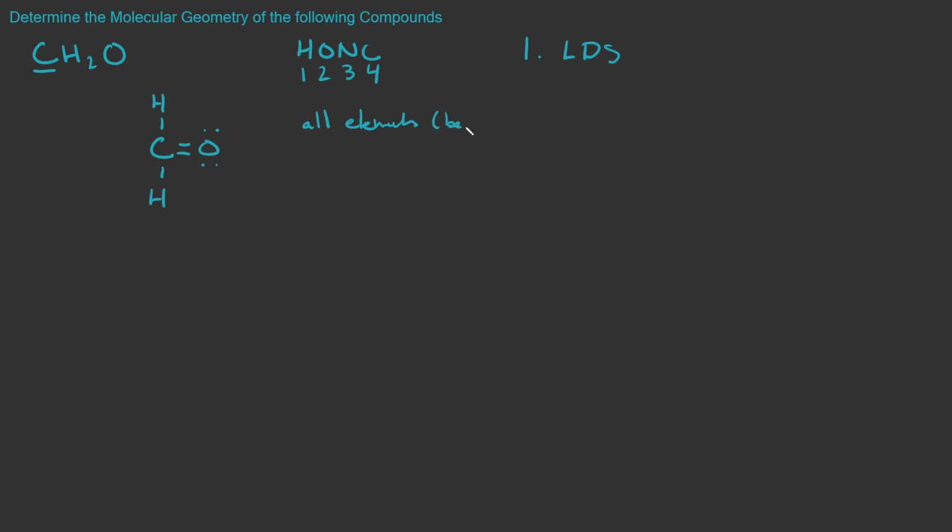besides H need 8 electrons. And so this is our Lewis dot structure of CH2O.